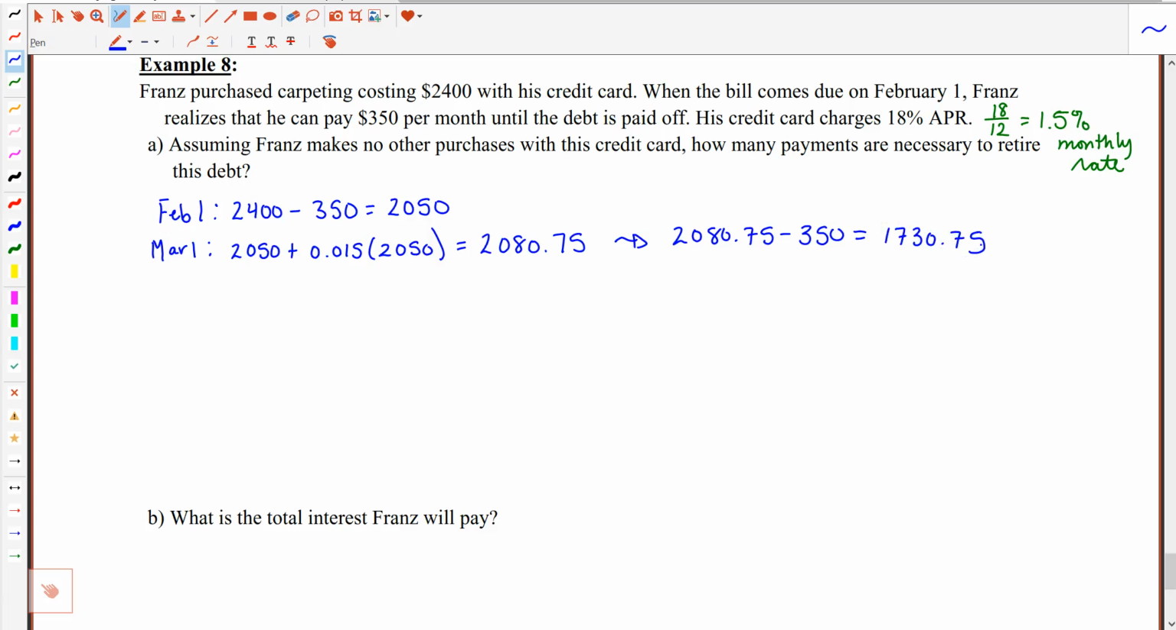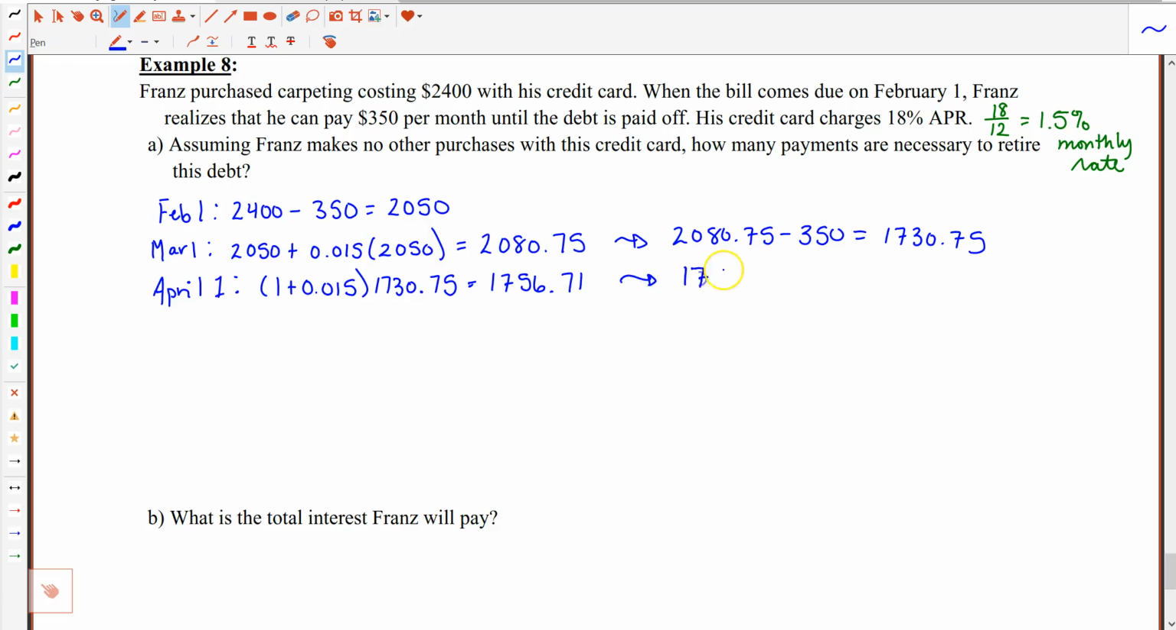Now the same thing is going to happen on the next billing cycle for April 1st. So maybe we'll try to start condensing some of these calculations. On April 1st, he's going to have to pay this amount plus a 15% increase on top of that. So I could actually use that percent increase formula, 1 plus P times that base, to get the amount he would be owed. In this case I'm going to do 1 plus 0.015 on the balance of $1,730.75. So they're going to bill out $1,756.71.